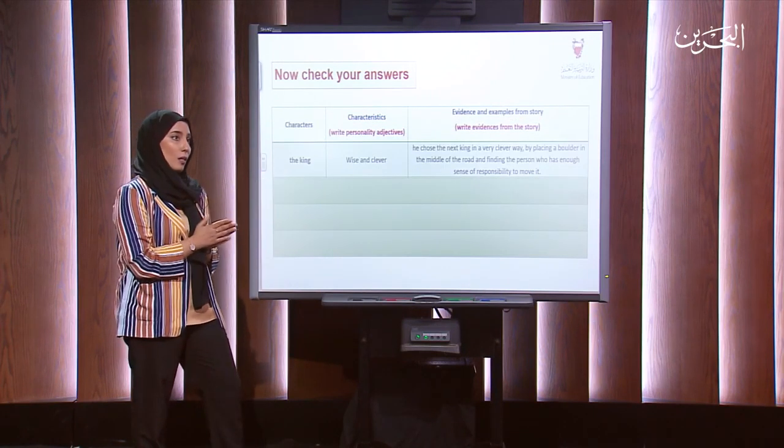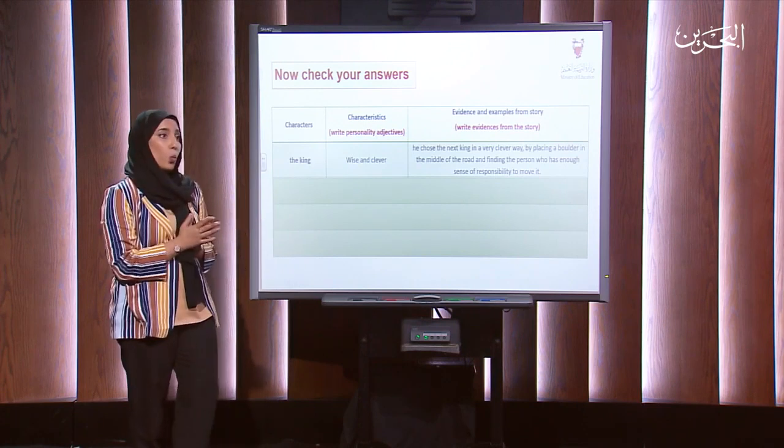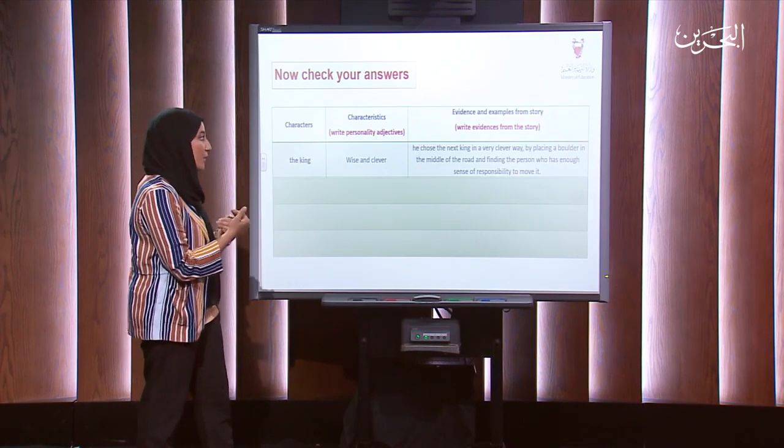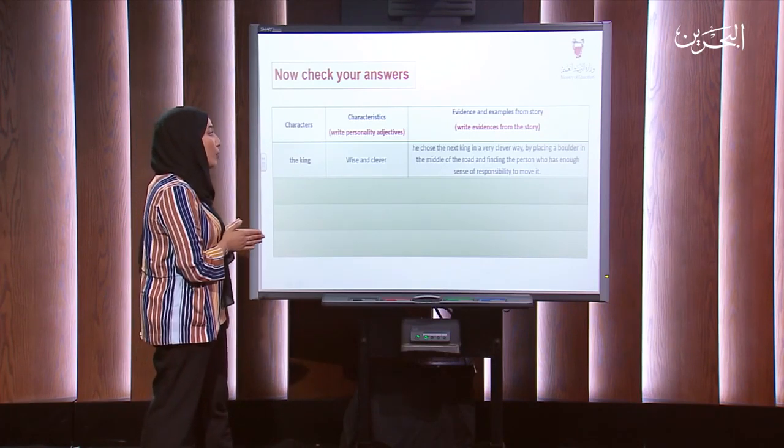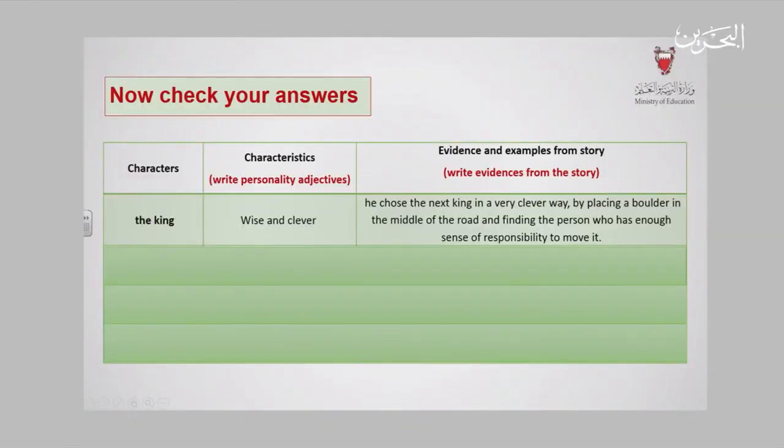the king. The characteristics, wise and clever. Why did I say he is wise and clever? Because from the text, he chose the next king in a very clever way by placing a boulder in the middle of the road and finding the person who has enough sense of responsibility to move it. So again, the direct message describing the characteristics of the character was clever, whereas the wise was embedded by telling you that he created a problem, and then whoever is going to provide a solution for that problem, he or she will be the king.